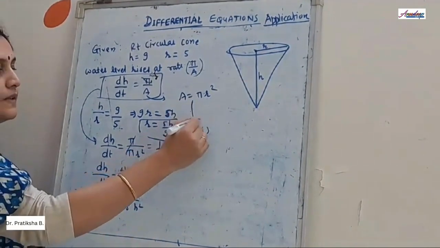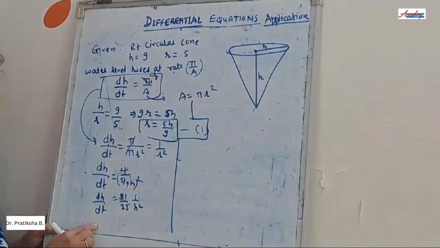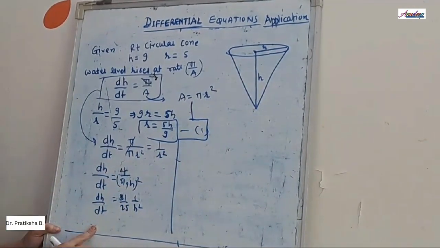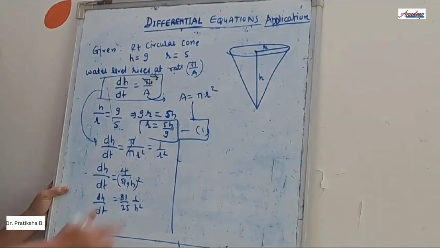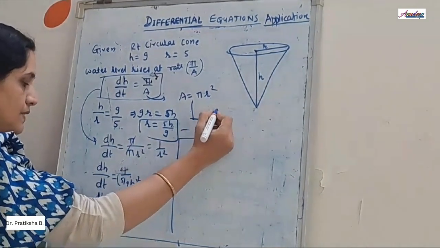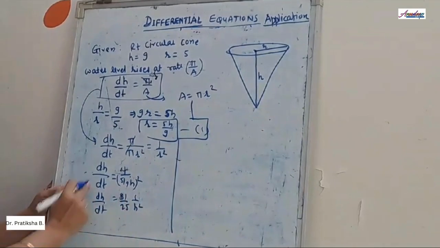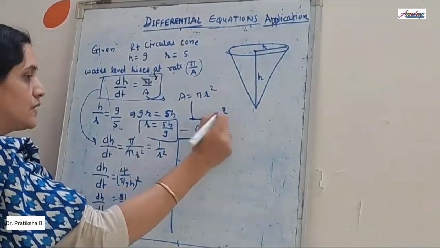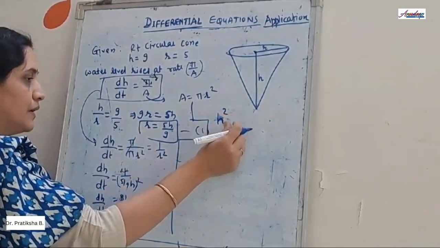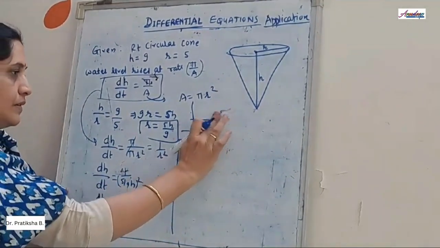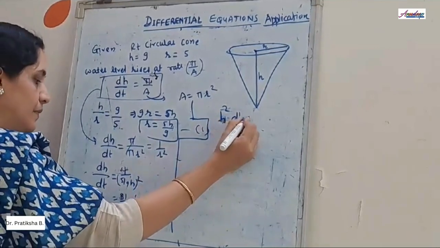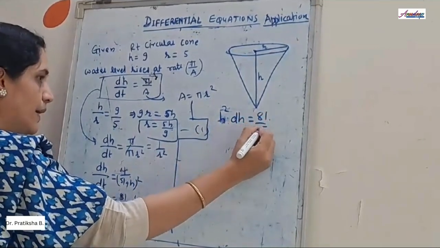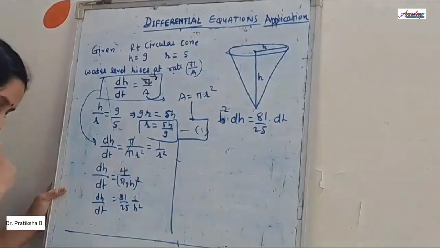Now we can easily solve this problem by the method of variable separable form, right? So what can I do? I can separate the variables h and t on both sides. So what I will be getting here is dH by dt. Once I have the value, I can have the h variable with dH. So it is h square dH is equal to 81 by 25 into dt.